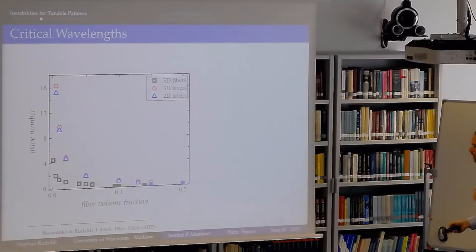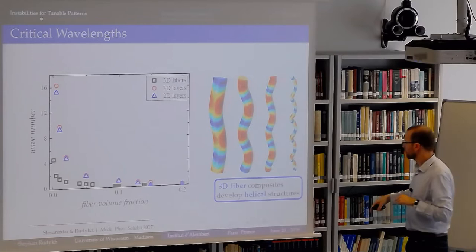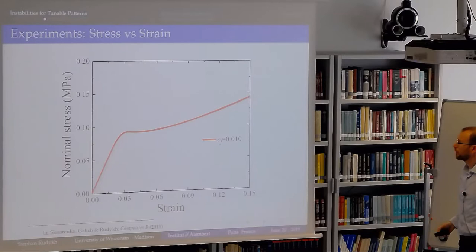Another thing that we looked into is when the volume fraction decreases at a certain fixed stiffness ratio. What we observed numerically is that we had this helical pattern developing in the 3D fiber composite. Of course, in laminates you cannot expect something like that. So that's probably one of the most exciting things that we had at that time. Now, that was a motivation to do experiments on that. So we printed this and tested.